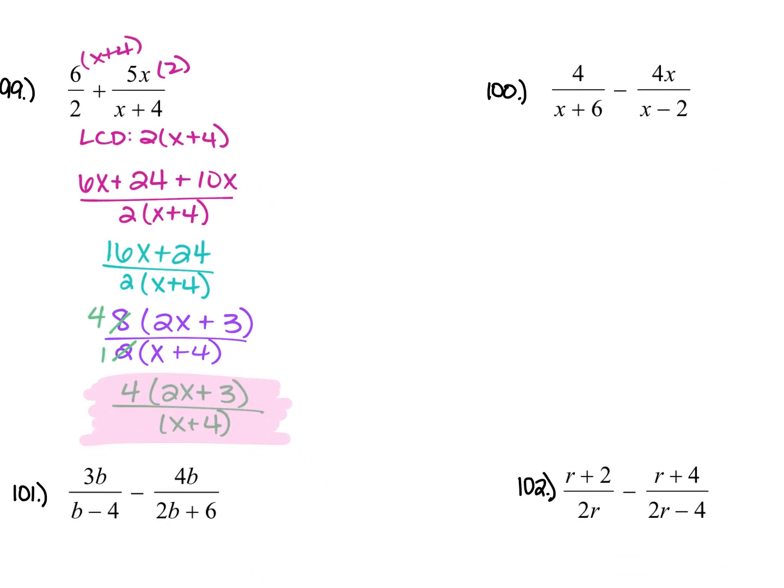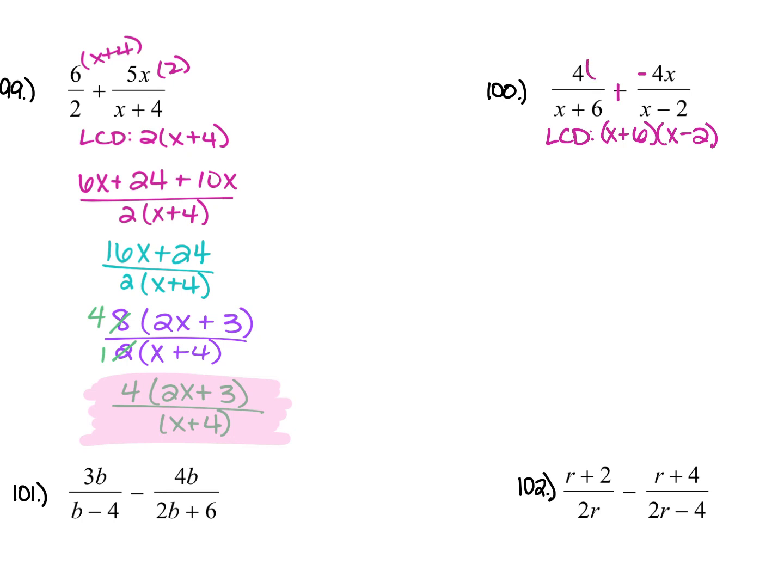For 100, we have 4 over x plus 6 minus 4x over x minus 2. The least common denominator here is x plus 6 times x minus 2. I want you to turn this into addition and make the 4x a negative 4x. This is going to help you remember to distribute that negative into whatever you're multiplying that numerator by.